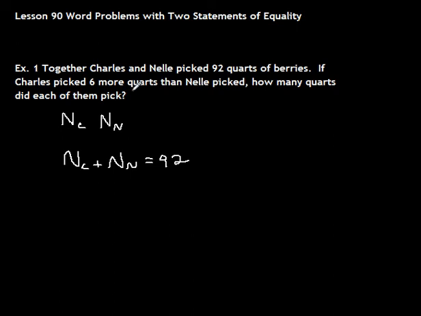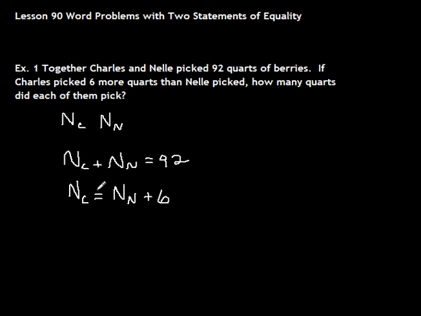If Charles picked 6 more quarts than Nell picked, so the number that Charles picked is not equal to the number that Nell picked. Charles picked 6 more, so this side of the equation would actually be heavier at this point because there's more on his side. So to keep our equation balanced, we're going to be adding 6 to Nell's side. He picked 6 more than Nell, so we have to add the 6 onto Nell's side. Then once we get our two equations, you can use substitution or elimination.